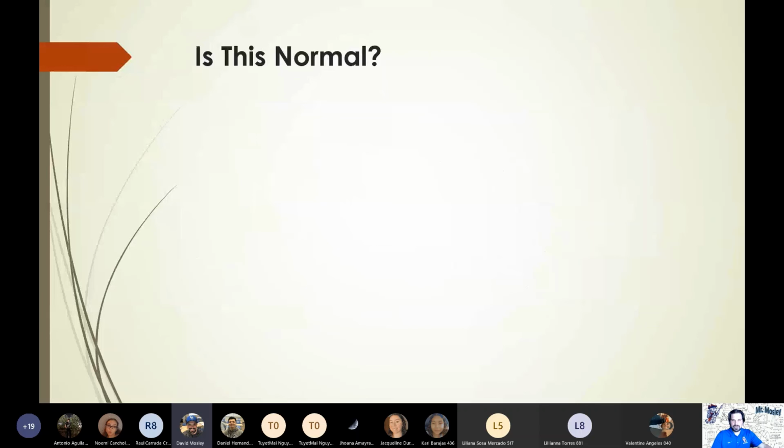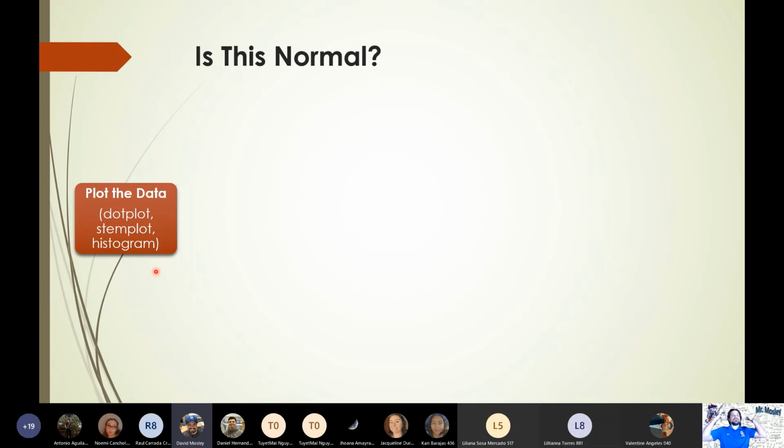All right. So here's our strategy. Is this normal? First step is going to be plot the data. Make a dot plot, stem plot, histogram. Use your calculator and do one of these things. Your calculator is very good at making histograms. I believe it will also make a dot plot. It's kind of hard to see on the graphing calculator. Stem plot you'd want to do by hand.